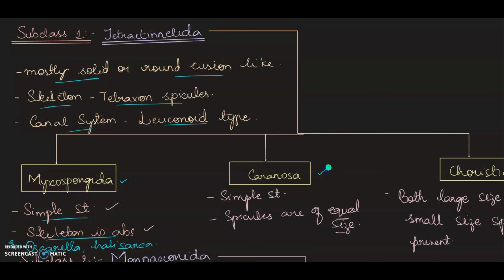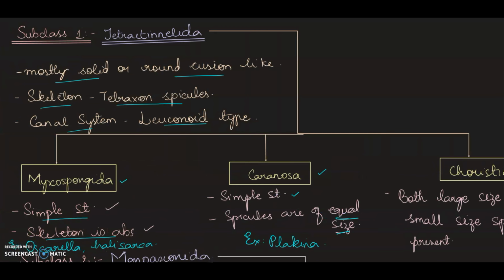The second order, Carnosa, also has a simple structure and spicules are of equal size. So when I say equal size spicules, that means other orders have spicules of different sizes, that is large size spicules and small size spicules are present. Example of this order is Plakina.